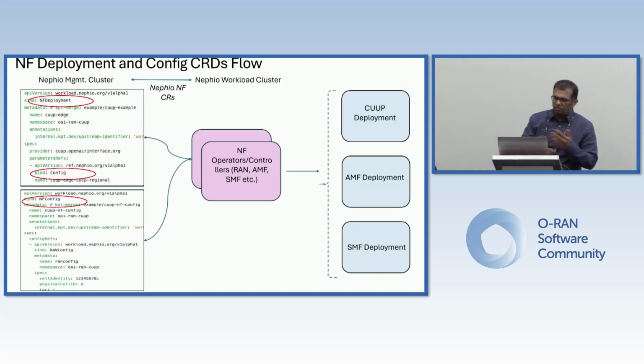So as I said, there are two main CRs that make it all generic. One is the network function deployment CR and the nfconfig CR. And so basically, these are taken by the network function operators that is functional in the workload cluster to generate these final deployments.